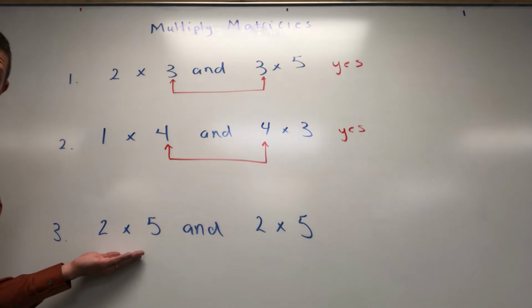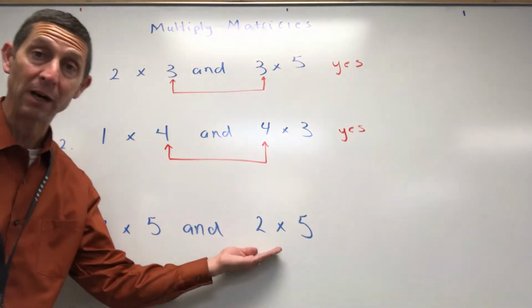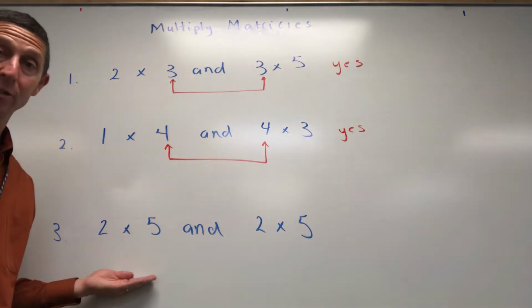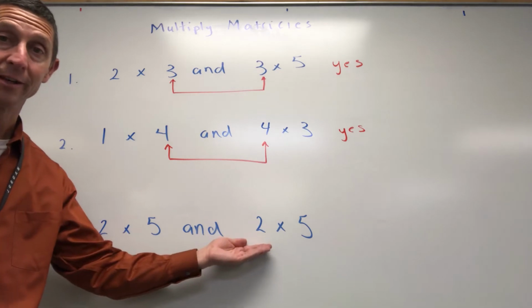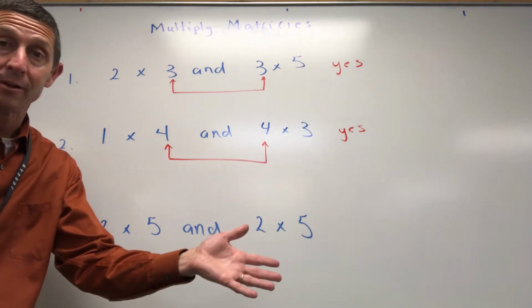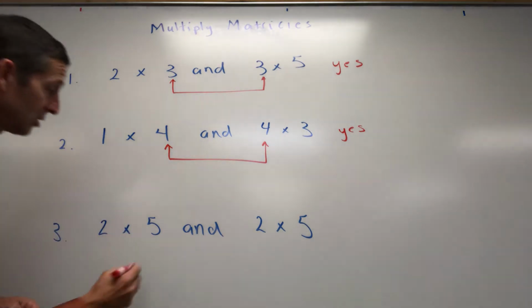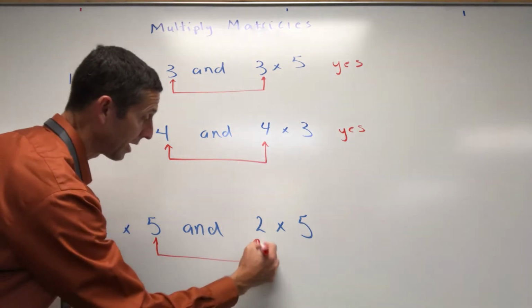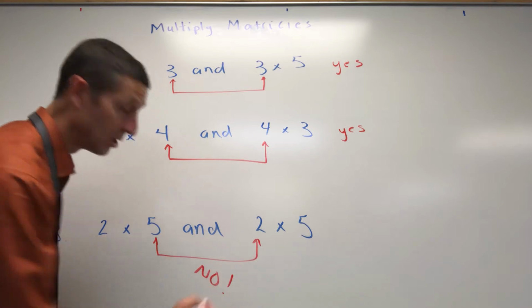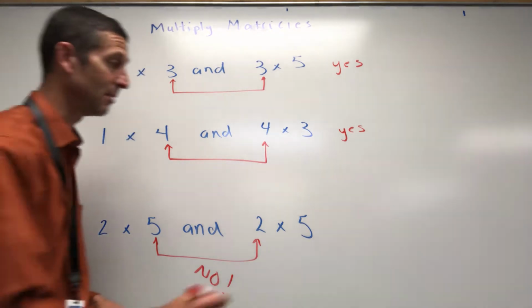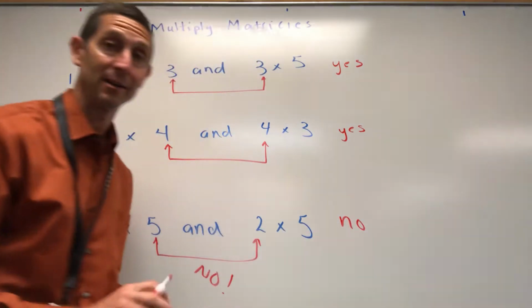So here's the deal. This is a 2 by 5, and that's also a 2 by 5. They're the same dimensions, a 2 by 5 and another 2 by 5. Now, you could add those together, but the question of today is, can you multiply them? Well, let's check. This number, that number, no. They are not the same number. That's a negative. Not going to happen.